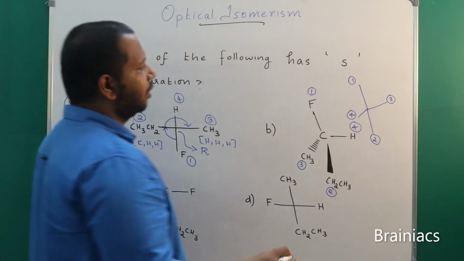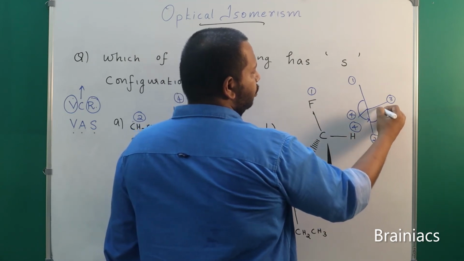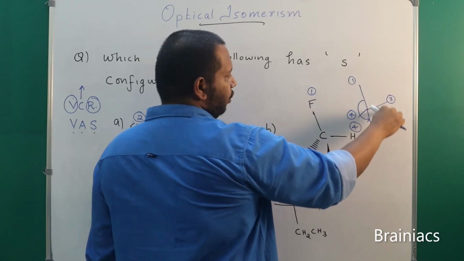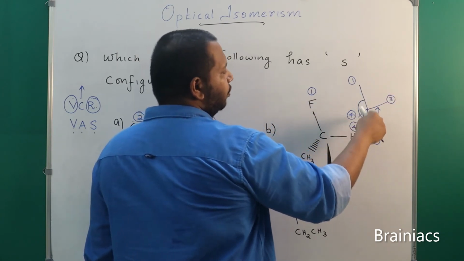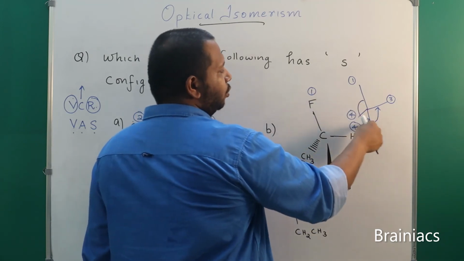Now find the rotation from 1 to 2 and 2 to 3. Some students ask, sir, why are we not doing 1 to 2 like this? Because we are going from 2 to 3, we cannot go again like this. That is not possible. That's why 1, 2, 3.